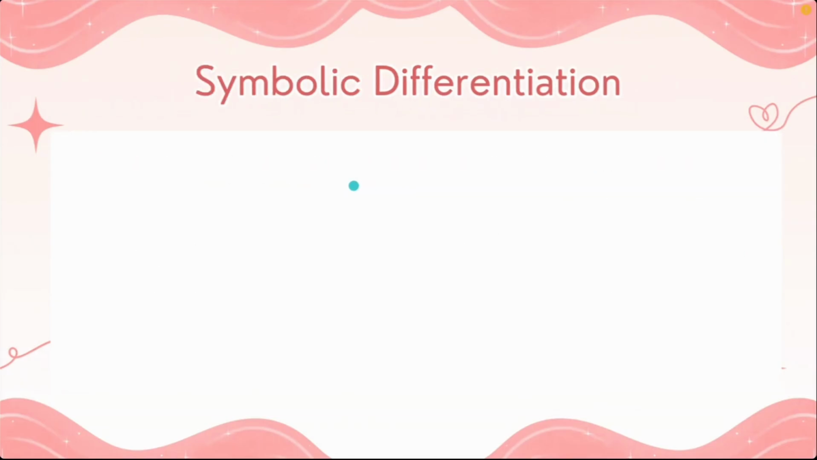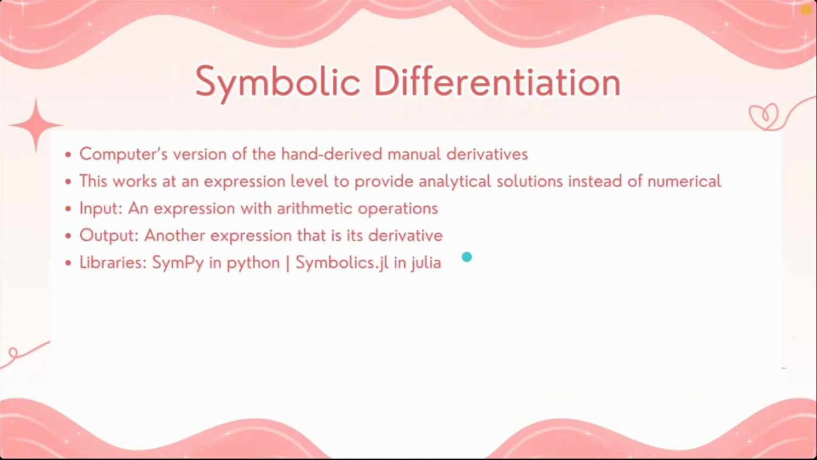The next one is called symbolic differentiation. This is the computer version of hand-derived manual derivatives, what you saw on the last slide. You can convert that using something called SymPy, a simple Python library that helps you do symbolic differentiation.